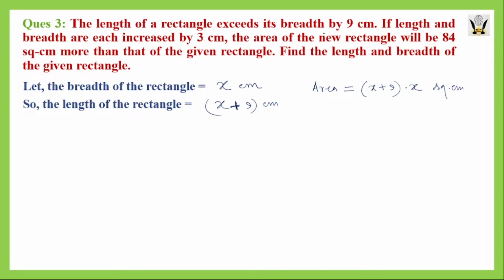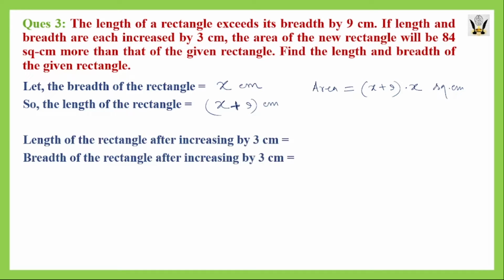Now the next statement says if length and breadth are each increased by 3 centimeter, then the area of the new rectangle will be 84 square centimeter more than that of the given rectangle. So we will come to the area later. First we will see, after increasing by 3 centimeter, what will be the length and breadth. Initially the length of the rectangle was x plus 9. So now after increasing by 3 centimeter, it will be x plus 9 plus 3.